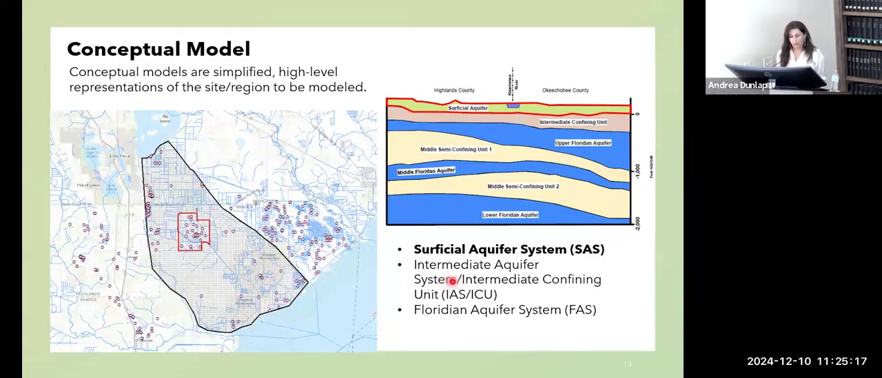The other aquifers are the intermediate aquifer and the Floridan aquifer system, which we are not looking at for nitrate concentration.